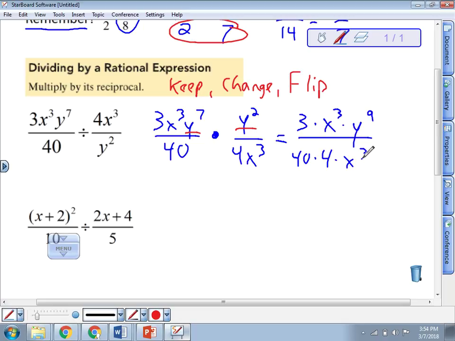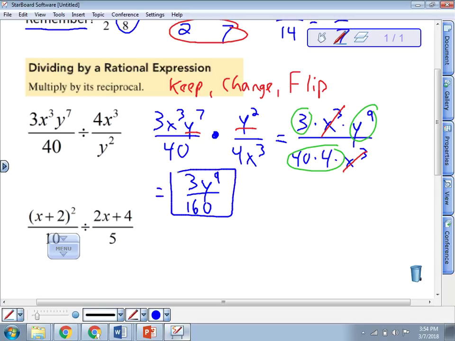All right, let's see what can cancel out, reduce. The x to the thirds will cancel each other out. 3 does not go into 40 or 4, so nothing's going to happen there. So on top, I'm still going to have a 3 and a y to the ninth, and on the bottom, I have a 40 times 4. So our final answer is going to be 3y to the ninth over 40 times 4, which is 160. So there is your answer to this problem.